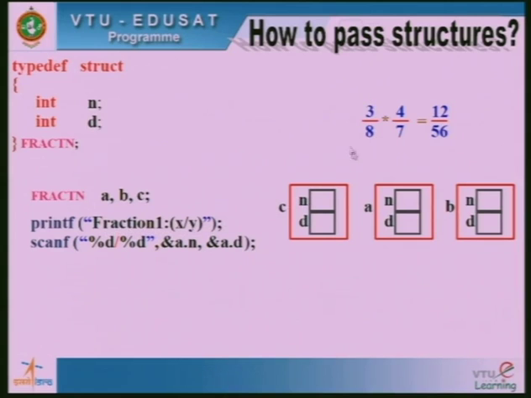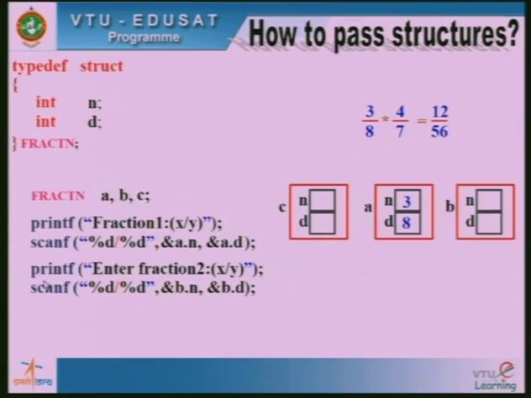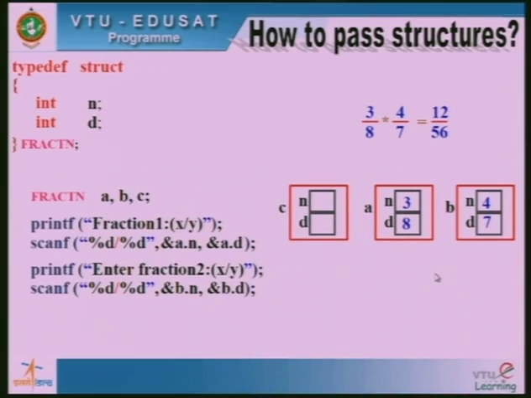Now if I enter 3 divided by 8, 3 will be copied into numerator, 8 will be copied into denominator. Next, on similar lines I can write scanf %d/%d &b.n and &b.d. Normally before scanf what we write? Printf. Printf enter the fraction 2. Now if I enter 4 divided by 7, 4 will be copied into b.n and 7 will be copied into b.d.